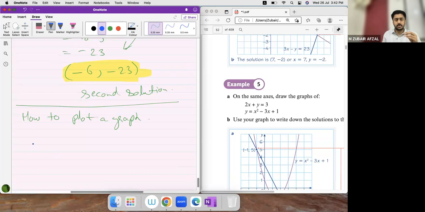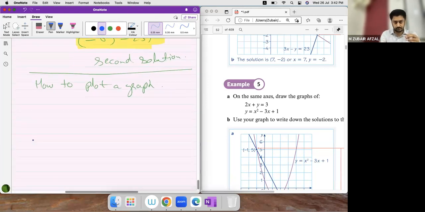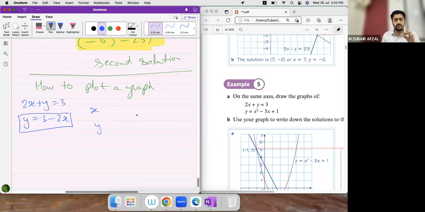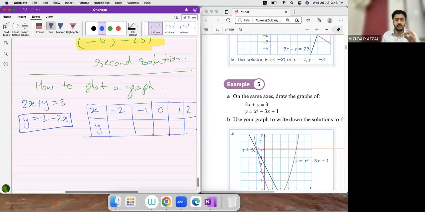Plotting a graph first of all requires a few values. I'm taking the first equation, 2x plus y is equal to 3. For my own ease, I will always make y the subject: y is equal to 3 minus 2x. Now I'll take some values of x and corresponding values of y. For example, I take -2, -1, 0, 1, and 2. This is a linear equation, so only two values are enough, but for quadratic I'll need more values.